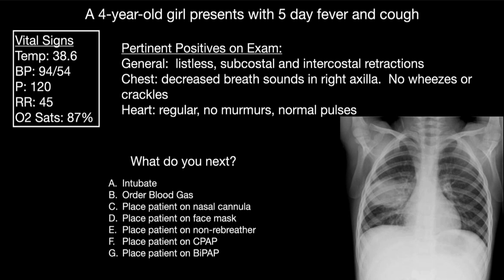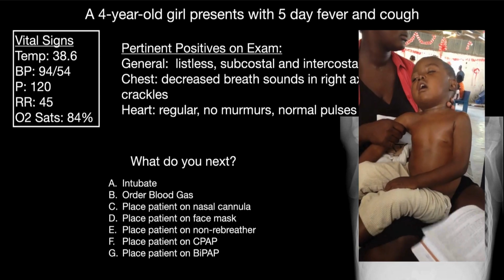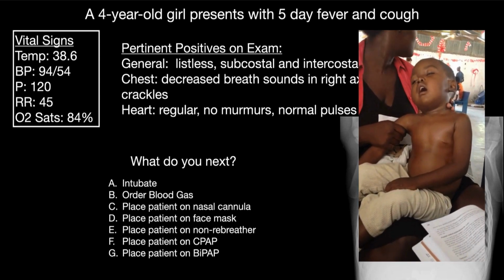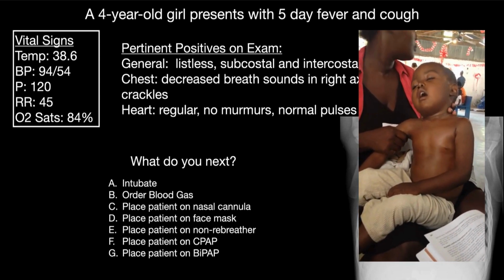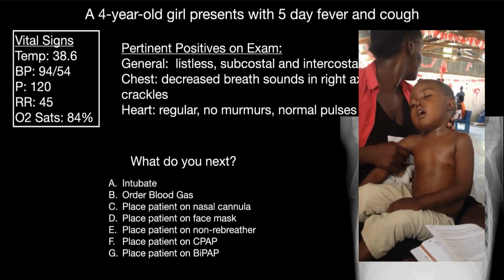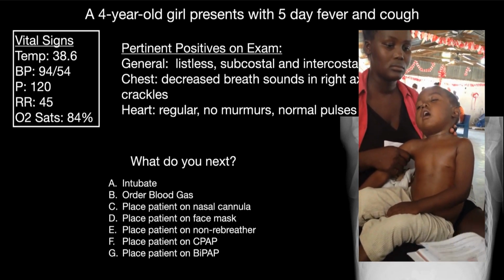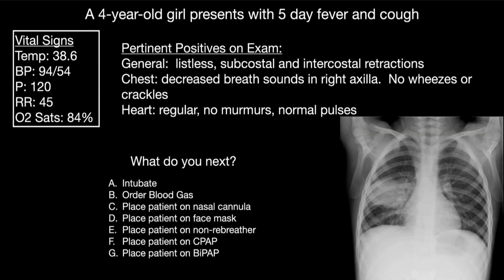Like I said at the beginning, sometimes you just need to see it. And this is a picture of a patient of mine who has pneumonia, who comes in, who's listless, she's struggling to breathe, she's breathing fast, and she's got retractions all over. So that's what respiratory failure looks like. What do you do next?